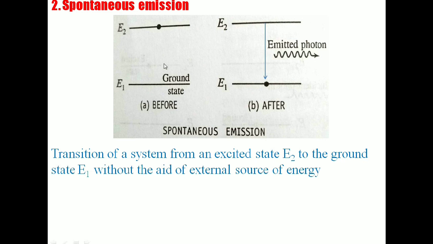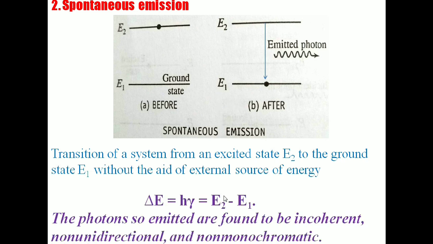The main demerit of this kind of transition or emission of radiation is that the emitted radiation is incoherent. Different photons will have different wavelengths, and they can move in different directions. That's why the emitted radiation is non-unidirectional and even non-monochromatic. Because of the different wavelengths, obviously they are non-monochromatic. So spontaneous transitions are not helpful in producing the laser. Only stimulated emission is helpful.